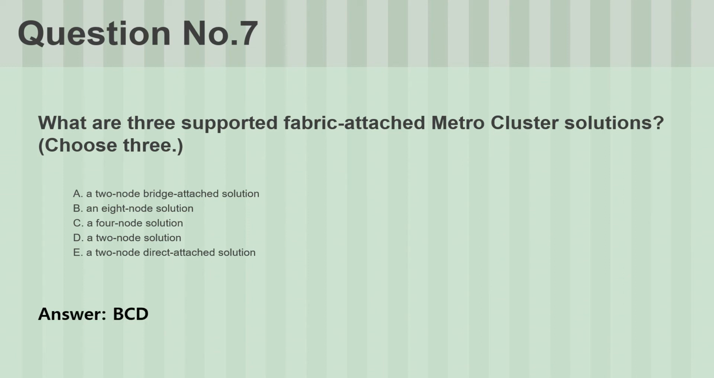Question number 7. What are 3 supported fabric-attached MetroCluster solutions? Choose 3. A. A 2-node bridge-attached solution. B. An 8-node solution. C. A 4-node solution. D. A 2-node solution. E. A 2-node direct-attached solution. Answer: B, C, D.